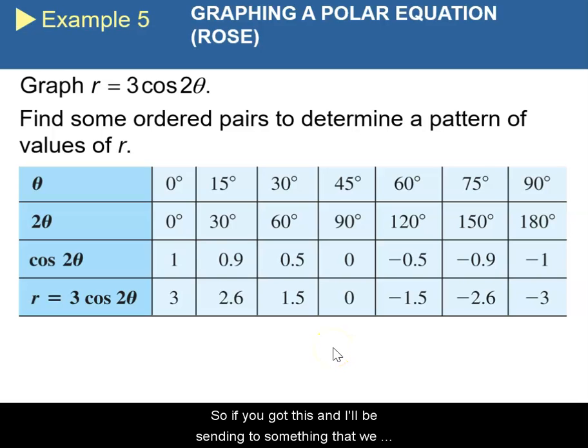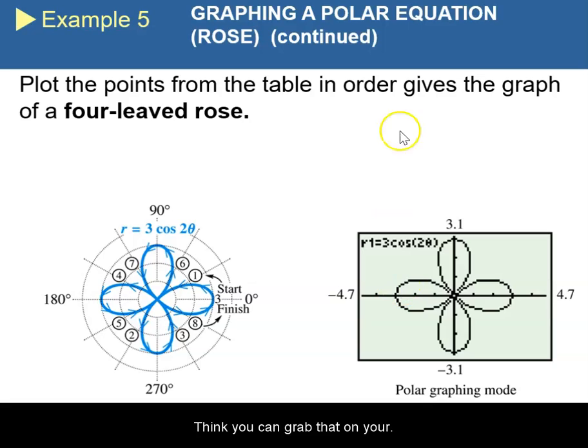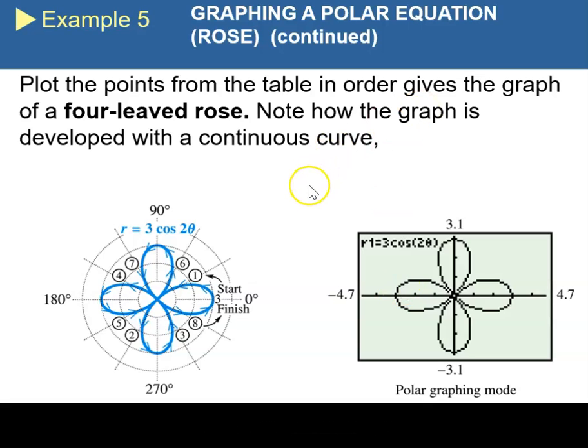Okay, so if we graph this, it'll be similar to something that we saw already. So you get this 4-leafed rose. Okay, you can graph that on your calculator as well. And then again, notice it's a continuous curve, right? So they have your starting point, right? So you start here and they're telling you this is the first one, right? Then this is the second one, and the third, and the fourth, and the fifth, the sixth, and the seventh, and then the eighth to finish, right? So they're telling you the order in which this thing goes. Even though you're going clockwise, these are the values that you will be getting out, okay?